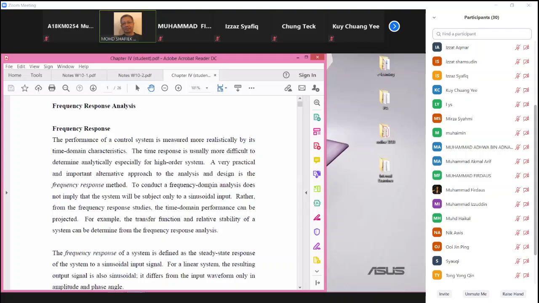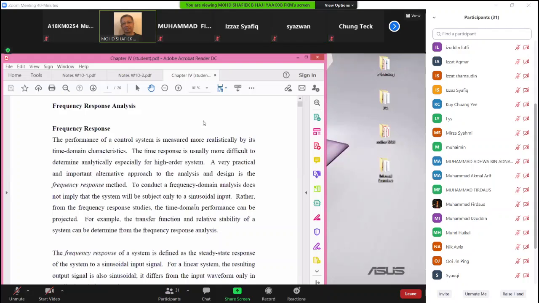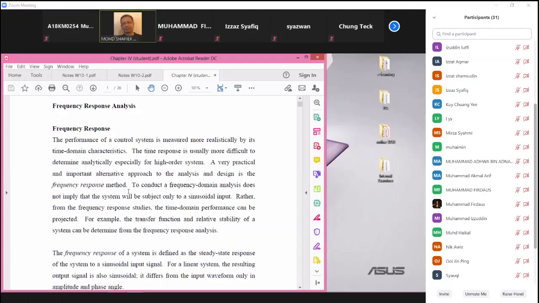To conduct a frequency response analysis does not imply that the system will be subjected to only a sinusoidal input signal. Probably once in a while, your input is going to be sinusoidal. But we are just using the information from this frequency response analysis to project. So from the frequency response studies, the time domain performance can be projected.